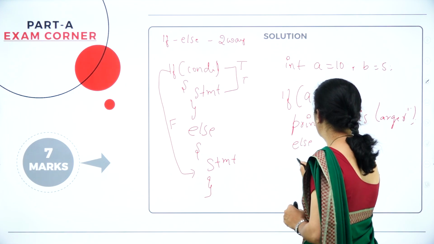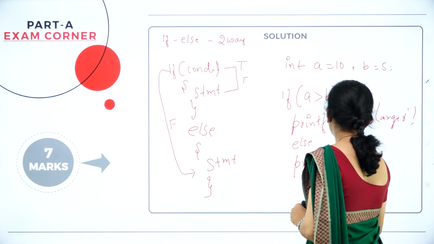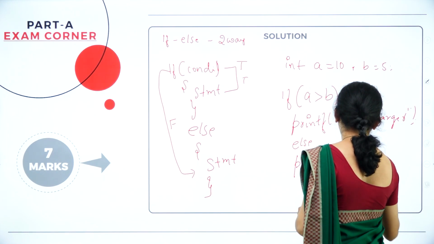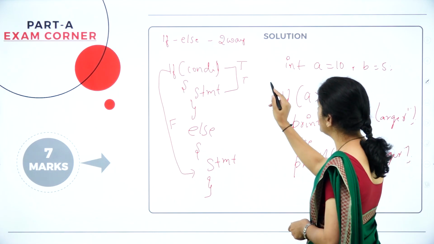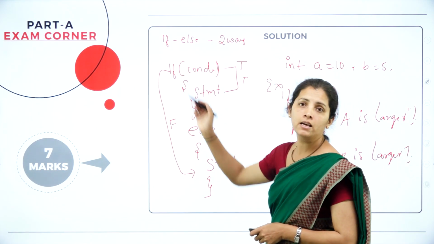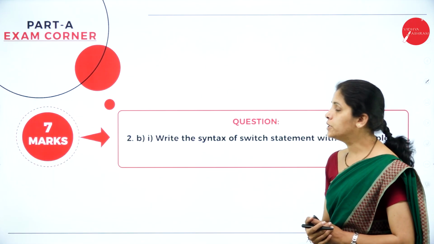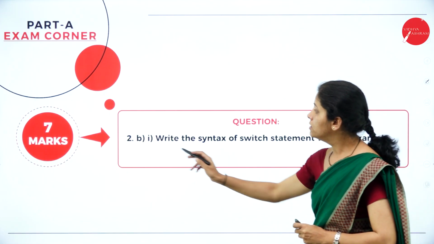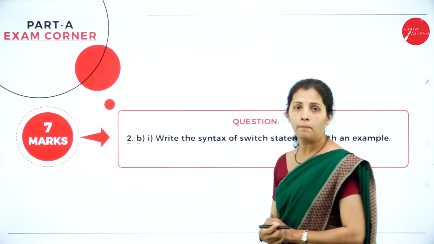Else, printf B is larger. See, this is the example and this is my syntax. Okay, fine. Now, let me consider the second question and B.